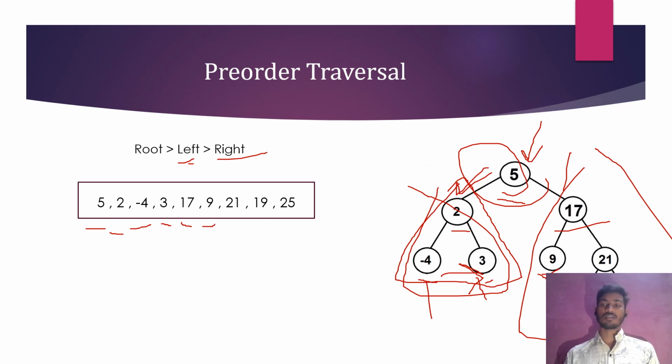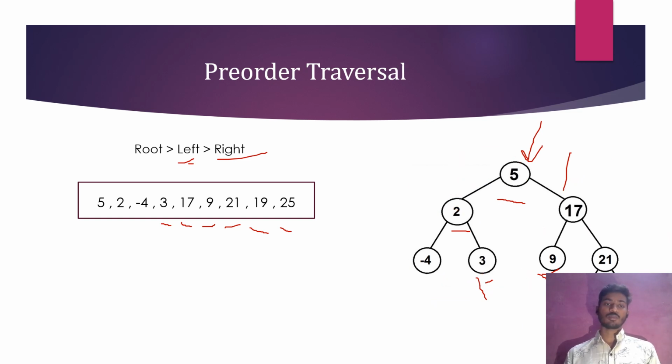Next is the right subtree. In the right subtree there is 21 and it has two child nodes, 19 and 25. First add the root node to the pre-order traversal, so 21 is added. Next visit the left subtree. In the left part we have 19. 19 is added to the pre-order traversal, and the next node 25 is also added. So we have visited all the nodes and we obtained the pre-order traversal as follows.